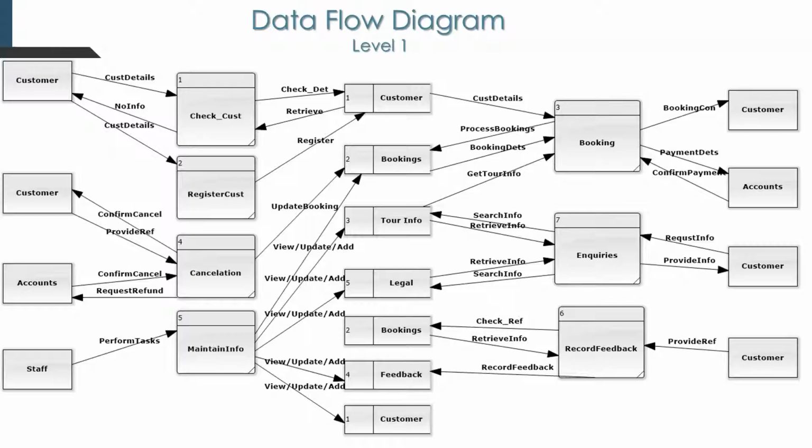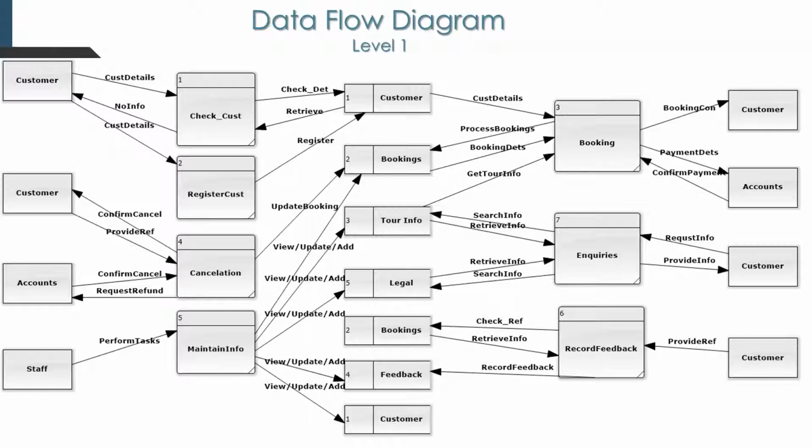Following on from the context diagram, a data flow diagram for this case study has been identified as having the data stores of customer, bookings, tour info, legal, and feedback. Arrows labelled view, update, add that are pointing towards the data stores from the processes should have arrows pointing back towards them, showing the data flow between the two. However, the diagram would have been extremely cluttered, and that's the reason for them not being added.